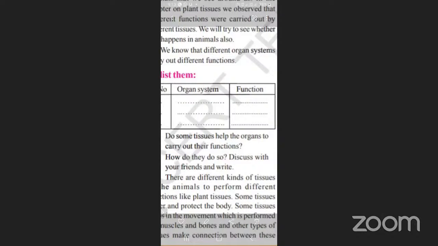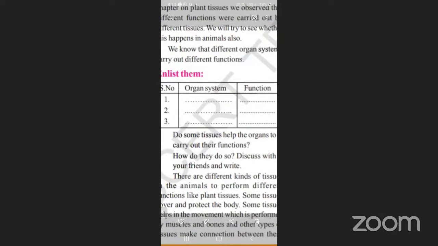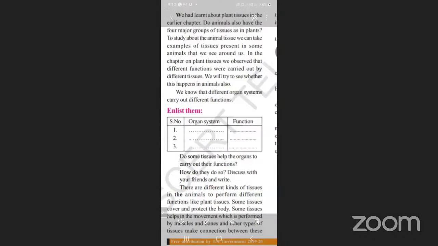Like that, there are many. You can take some examples here and fill this box. List them with serial numbers 1, 2, 3: organ system and function. Please don't leave it empty. You have to fill that.